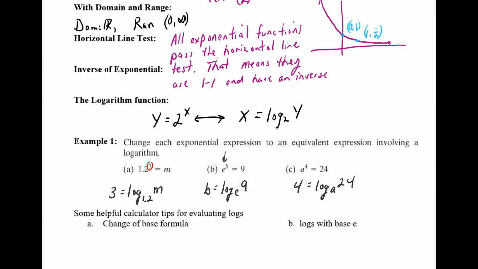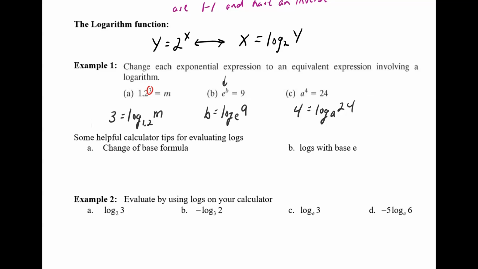The other two have variables in them, so we wouldn't be able to evaluate those. But here's something called the change of base formula that's going to help us to use our calculator. This is a universal rule that says log to the base a of b is the same thing as the log of b, the one that's higher up, over the log of a.